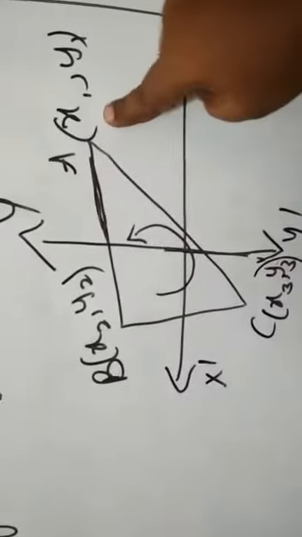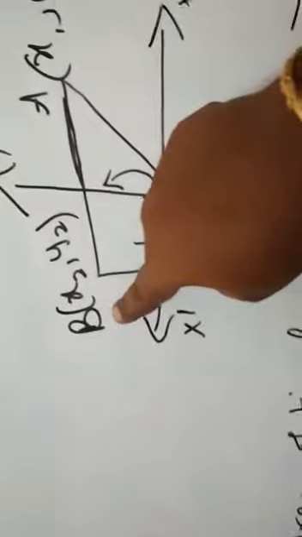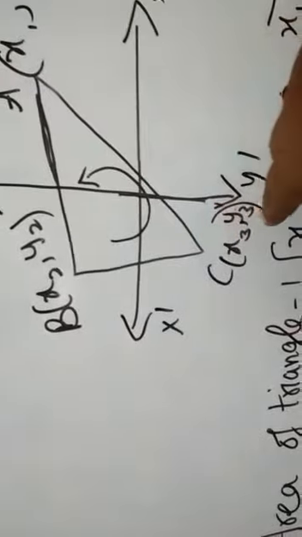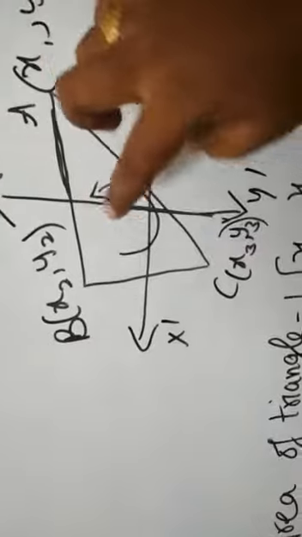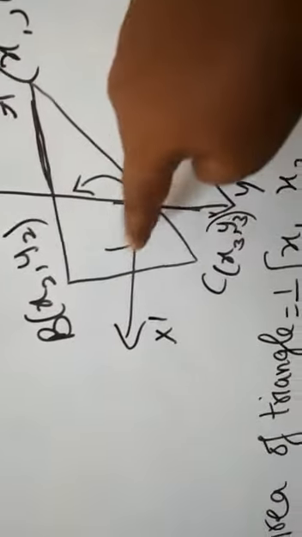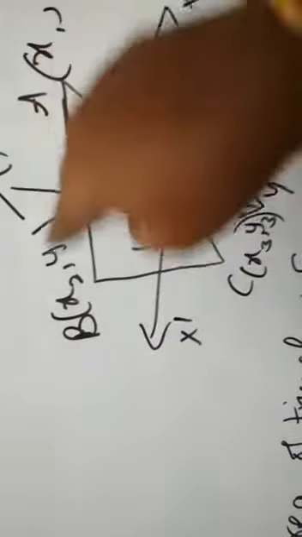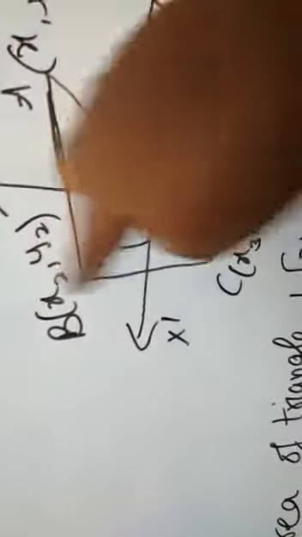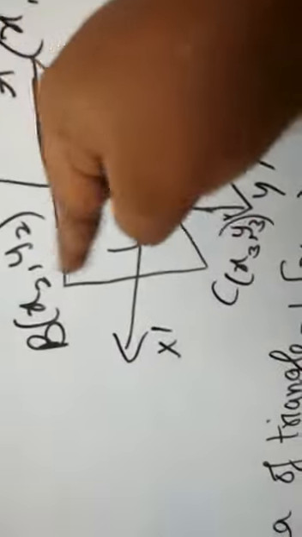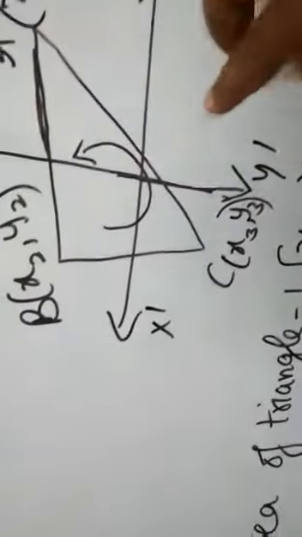Okay, consider the first point A (x1, y1), B (x2, y2), then C (x3, y3). Join all these 3 points and we have to consider the points in the anti-clockwise direction. This arrow mark represents the anti-clockwise direction. If you start from A, you move this way: A, B, C. If you start from B, then B, C, A. You can start from any one of the points, but whichever point you start from, you have to move along the anti-clockwise direction.